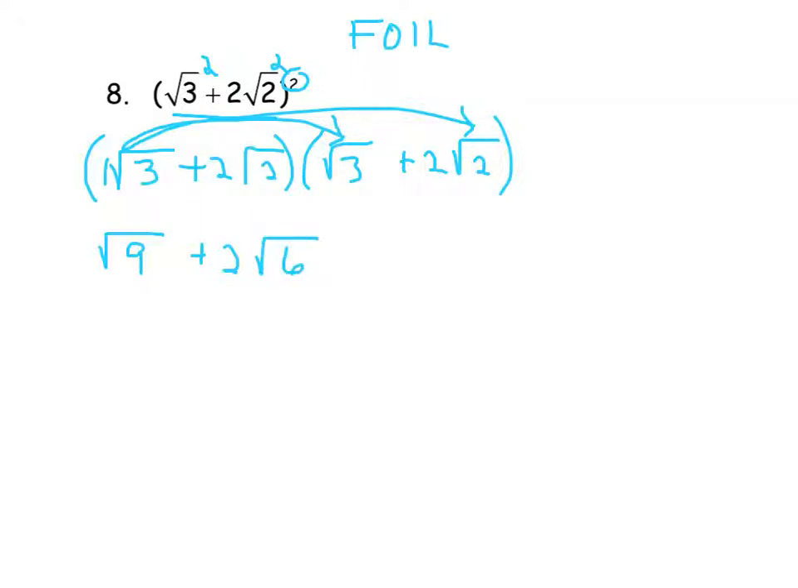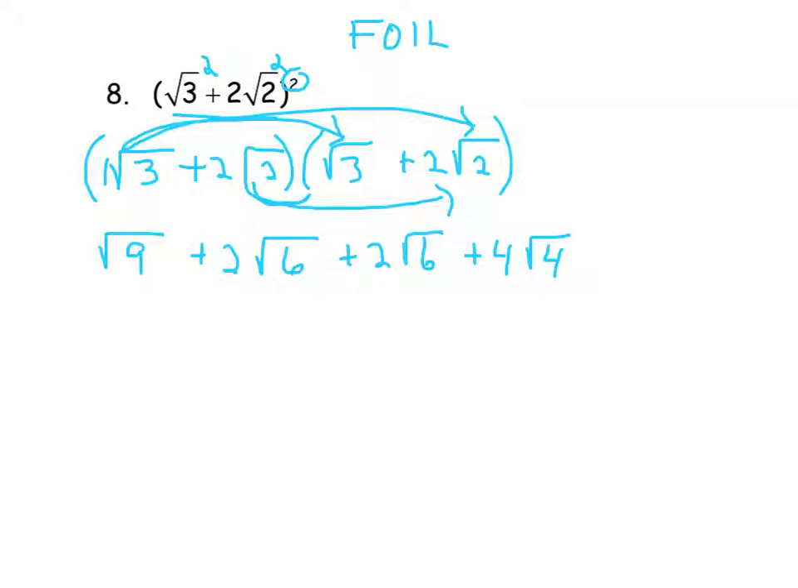Then I'm going to do the inside terms. So then I also have 2 times radical 6. Then I'm going to do the last terms together. So I would get 2 times 2, which makes 4, and radical 2 times radical 2 makes radical 4. Now I can simplify this a little further.